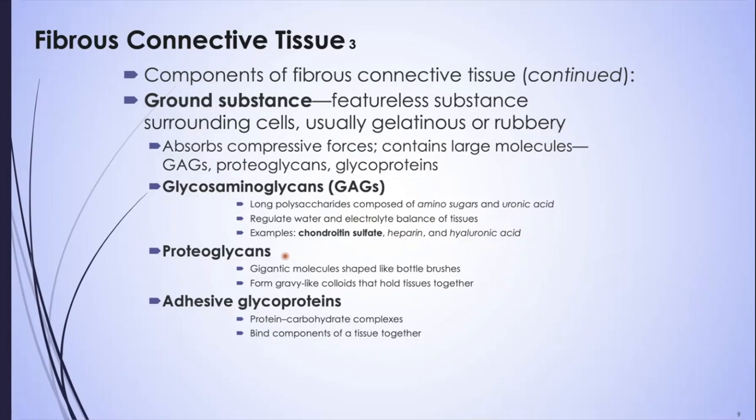All right, next is going to be your proteoglycans. Your proteoglycans are giant molecules, right? They look like bottle brushes. If you had me for 1111 or you've had Pearson 1111, you can refer to your chapter that goes over the cells. And to me, they look like little feathers because they have these little extensions off of them. We'll see them a little bit more when we get in here. They're going to form gravy-like colloids. Colloids are larger molecules, and those are going to hold tissues together.